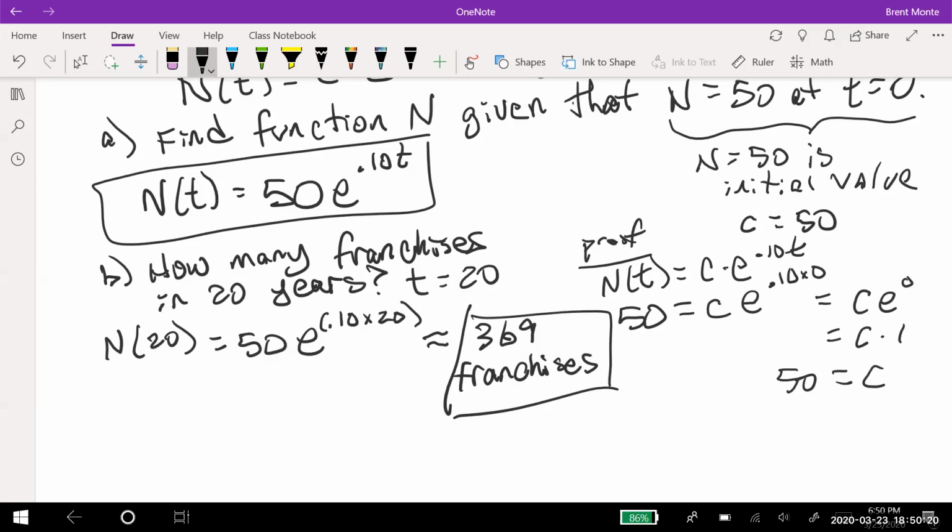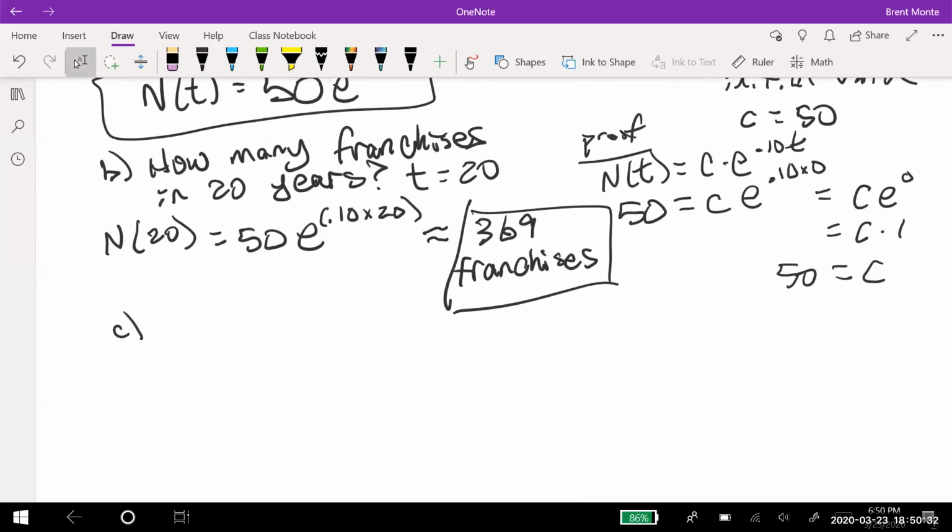All right, there's a part C to this as well. Part C says, in what period of time will the initial number of 50 franchises double? All right, let me point this out to you. Now, there's a formula for this. I'm going to go ahead and just show you the formula right now, and then I'll show you where that came from. Doubling time. You are welcome just to remember the formula.